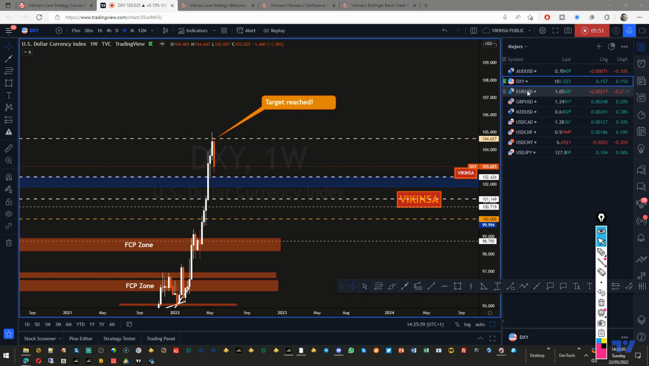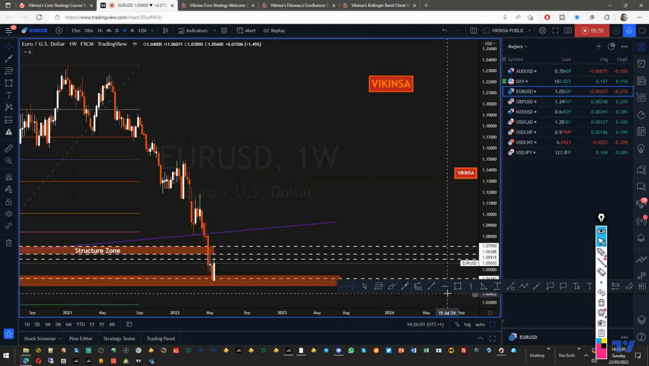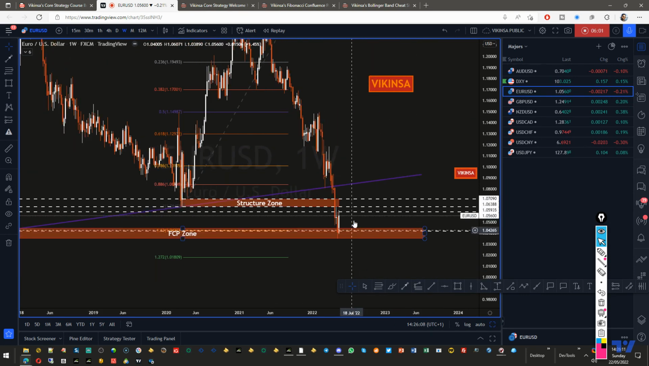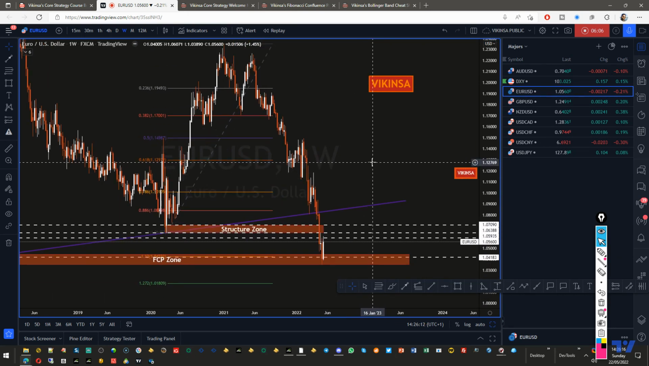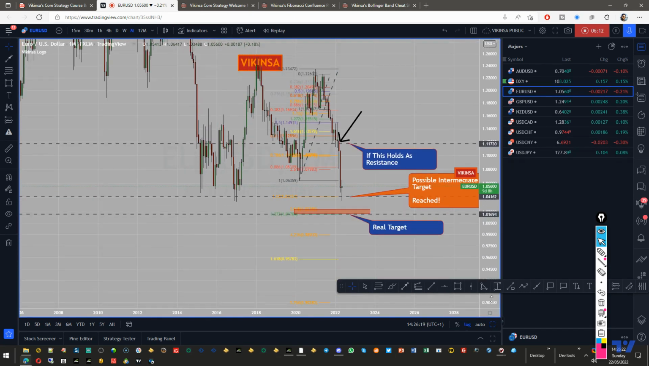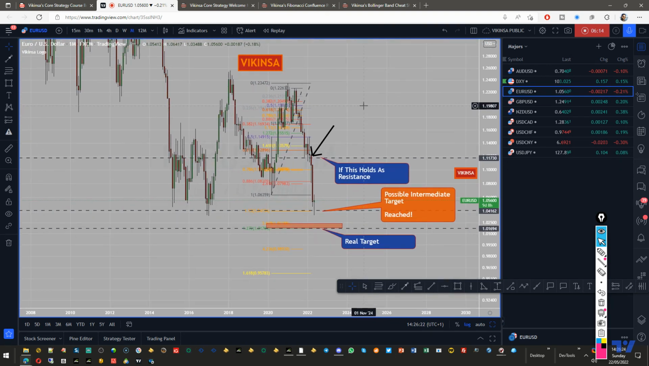So if I go to the Euro USD and show you the previous analysis, this is where we had our FCP zone. The market came right into this FCP zone and started to go up. This was planned months ago, because if you remember, I posted this higher time frame analysis about a month, actually 2 to 3 months ago.